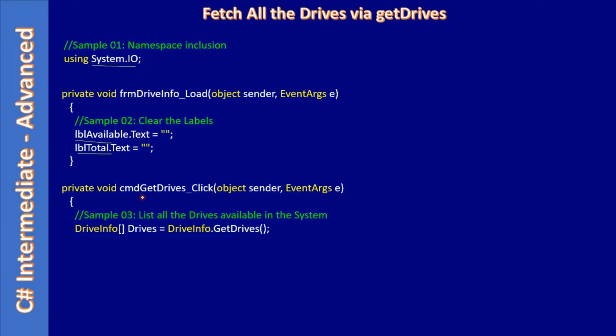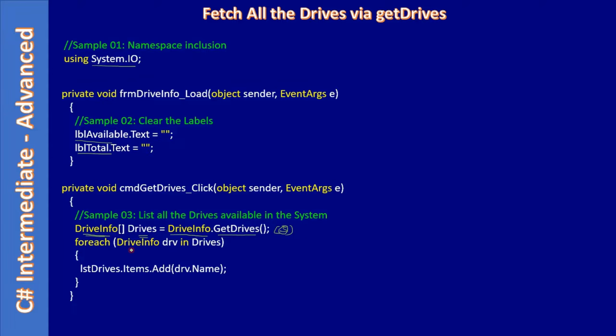Then when user clicks the get drive, here if you see DriveInfo, that's the class. This class is coming from system.io. Then we are making call to get drives. So this get drive is a static method. So that's why we are directly calling this method from the class name itself, DriveInfo.getDrives. So this will give collection of DriveInfo. So we are having the array of DriveInfo and we named it as drives.